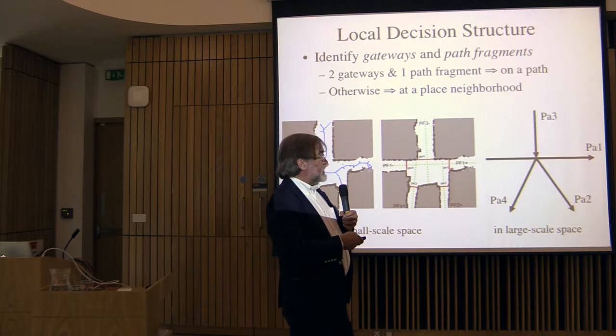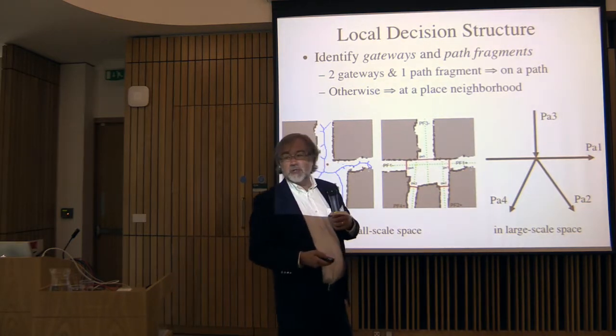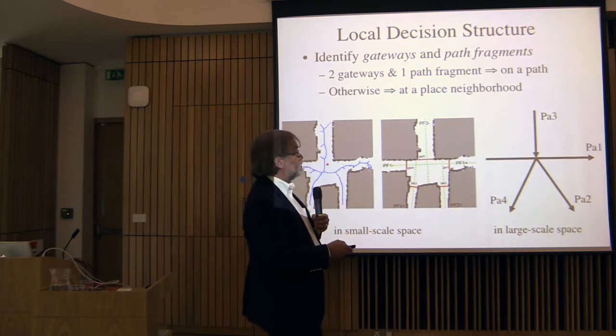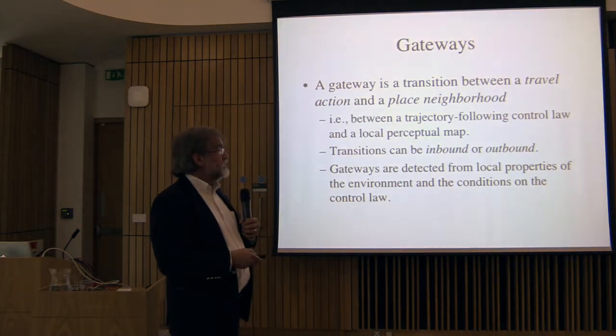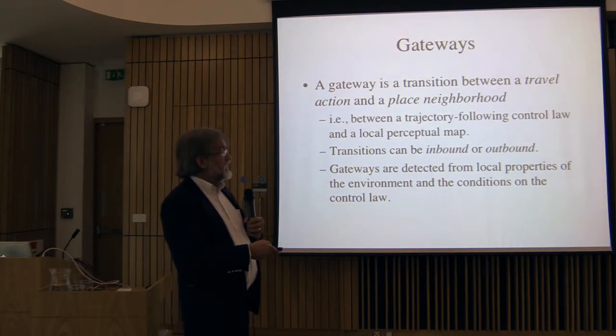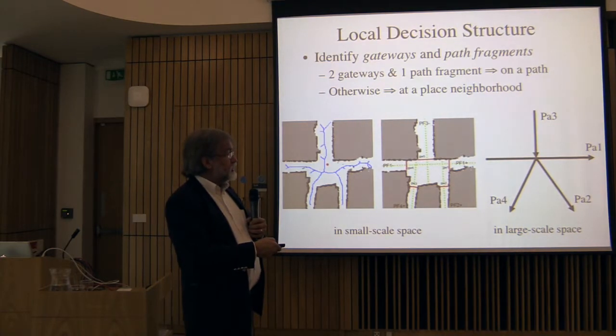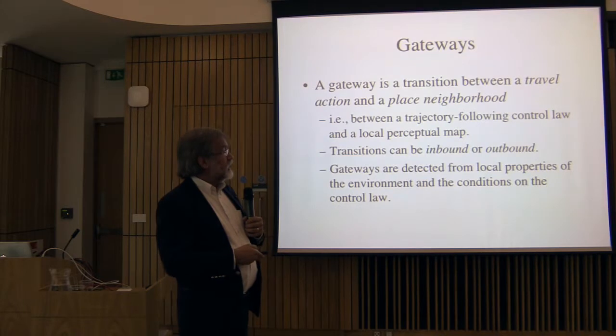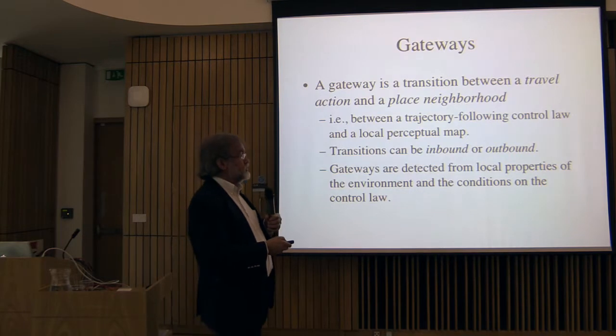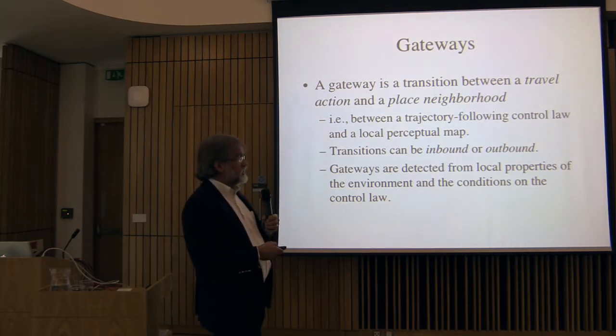And so we can abstract this model in local space into this node, which is part of a large-scale space description. So I'll go through that in a little more detail. We'll see gateways. These are gateways which represent the connections between the local place neighborhood and the path fragments around it. And they represent transitions between trajectory following control laws and the local perceptual map.